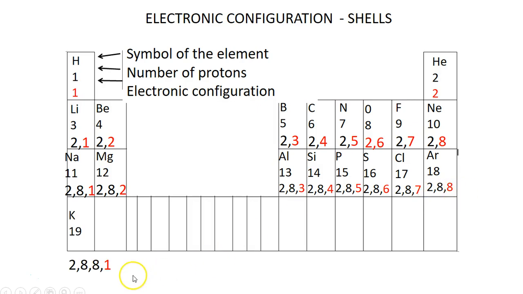So we start a new outer shell with potassium. So we've got 2, 8, 8 and 1, and then 2, 8, 8 and 2. So now we've got 2 electrons in a new outer shell. So once we've got a new outside shell, then we can go back and start filling up this shell, because it's not the outer shell anymore, until we get to 18.